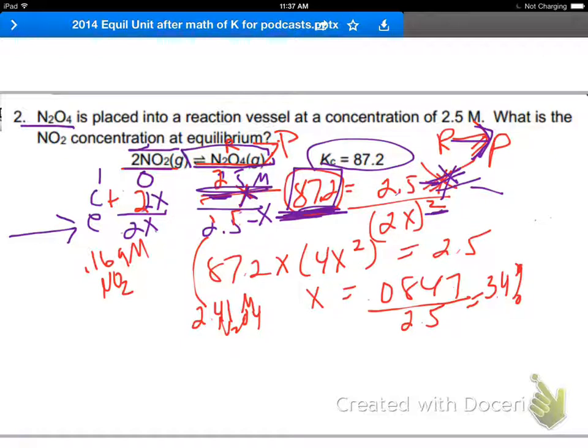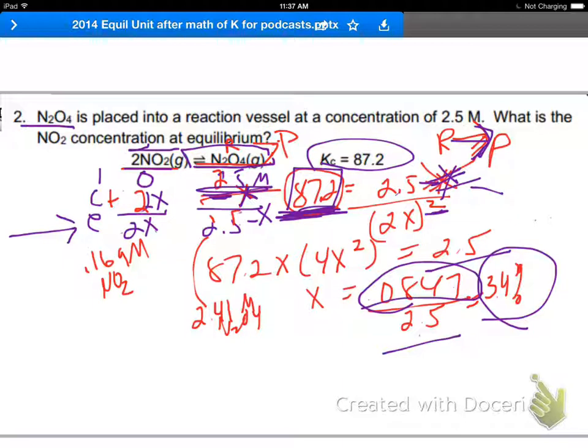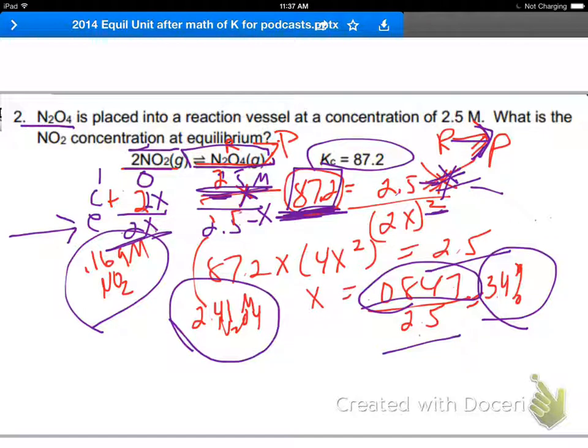Okay, I solve for x and I get x is equal to 0.0847. Do a little confirmation check to make sure it's less than 5% of the original 2.5 molar, and it is. It's only 3.4%. I calculate my equilibrium concentration based on my 2x here for NO2, and I get 0.169 molar for NO2. Do the same thing with N2O4, and I end up with 2.41 molar of N2O4. Okay.